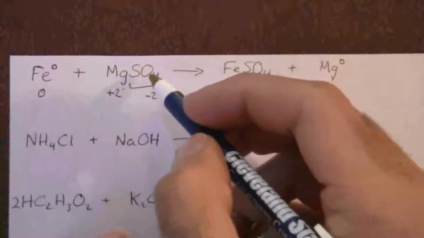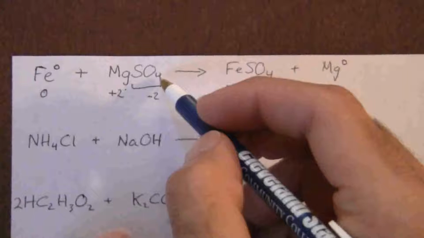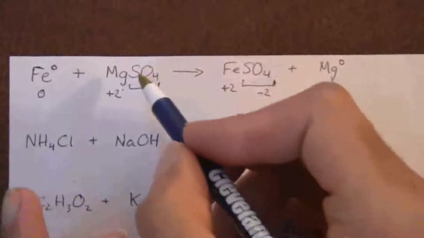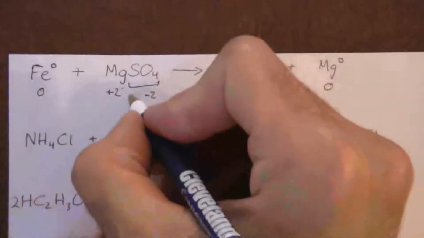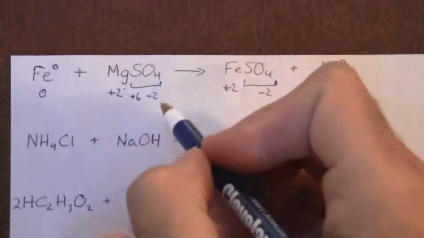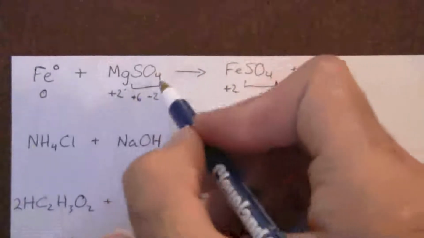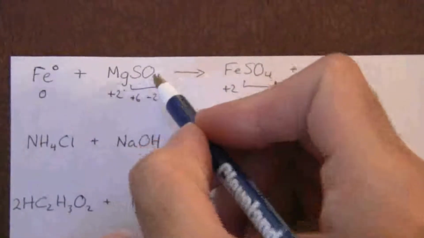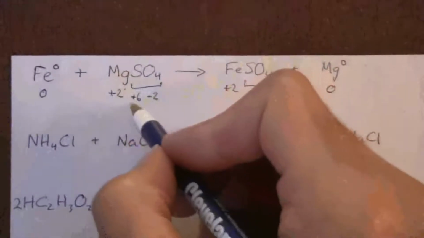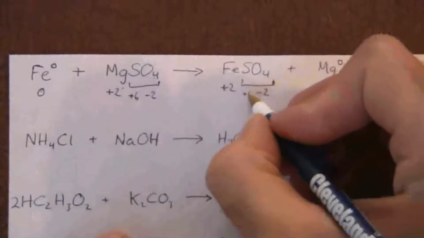But in this case, we have SO4. We have 4 of those -2 charges, so that's -8, which means the sulfur must be not +8, but +6. Why +6? Because the sulfate has a -2 charge, so these need to add up to that -2 charge. -2 times 4 is -8, plus 6 is -2, the charge of the sulfate. So that's how we know that. And then we do the same thing over here, and it's a +6.